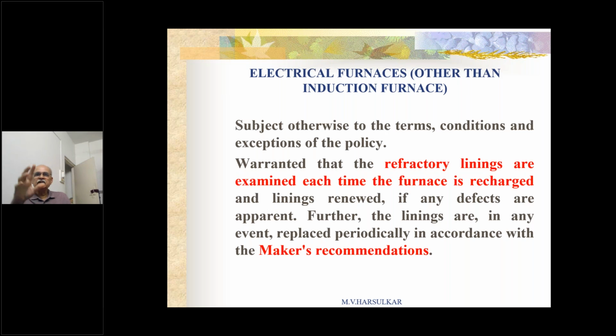So there are three issues in the induction furnace. One is that crucible and refractory lining are excluded. Second is depreciation. Third is the manufacturer's recommendation and examining the refractory linings before every recharge. So in case of loss, we have to ask for these records.